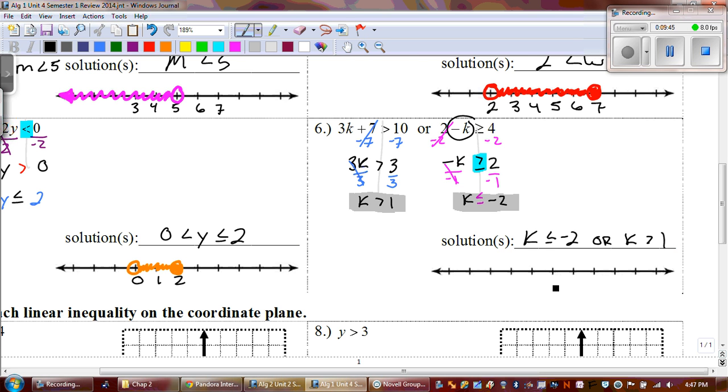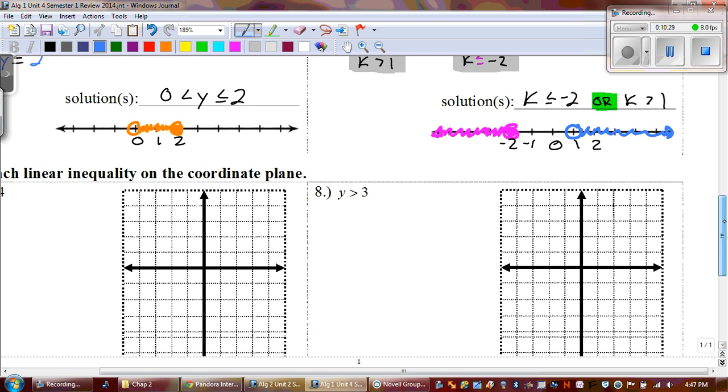All right, so when we're graphing this, we got 0, 1, 2, and then we got -1, -2. The first thing we're graphing is k is less than or equal to -2. At -2, we are closed, and it's less than, so we shade to the left. Our other one is k is greater than 1. It's open, and we shade to the right. Remember, if it says or, this break is your or, okay?